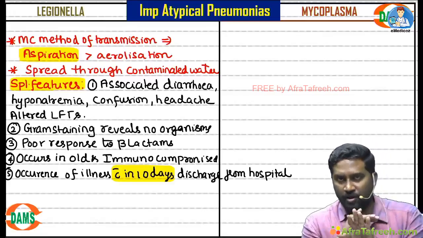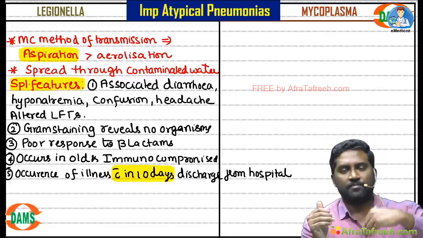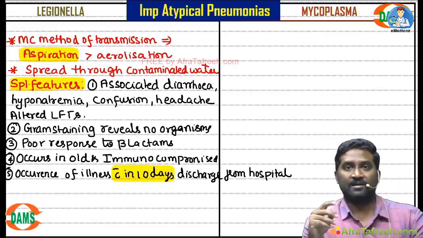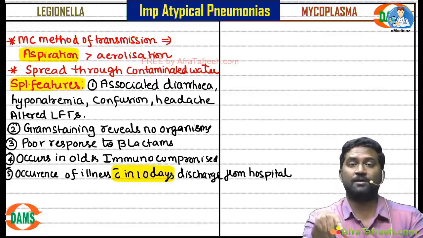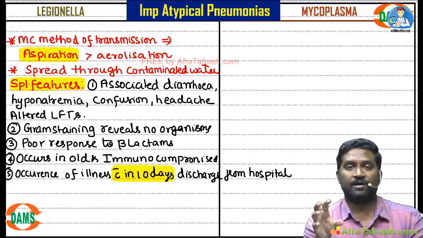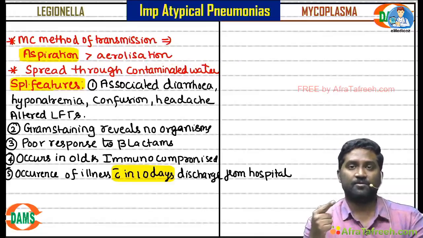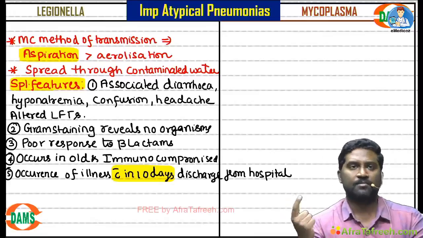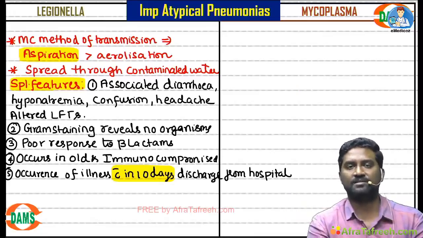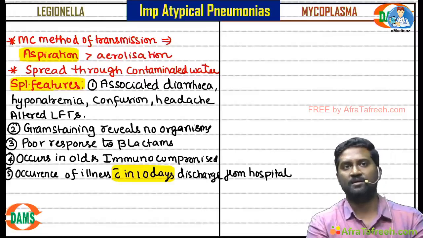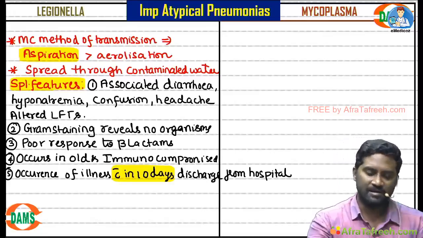Now this will not manifest immediately. The patient might be discharged, and at home the disease might manifest. So the patient might be infected in the hospital, but because of its prolonged incubation period of 7 to 10 days, it will not manifest immediately. It will manifest at home. If you see a clinical scenario of occurrence of illness within 10 days of discharge from hospital, one suspicion should be Legionella.